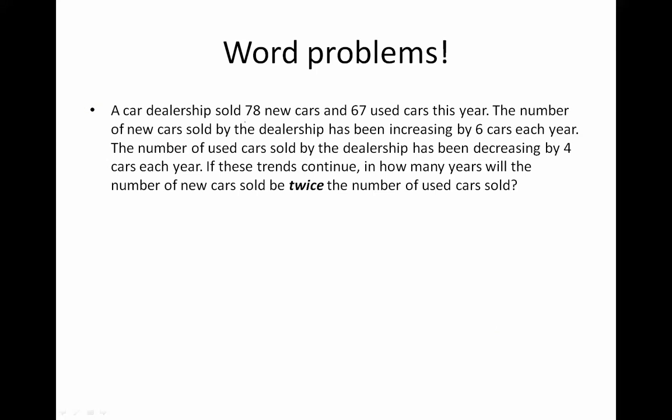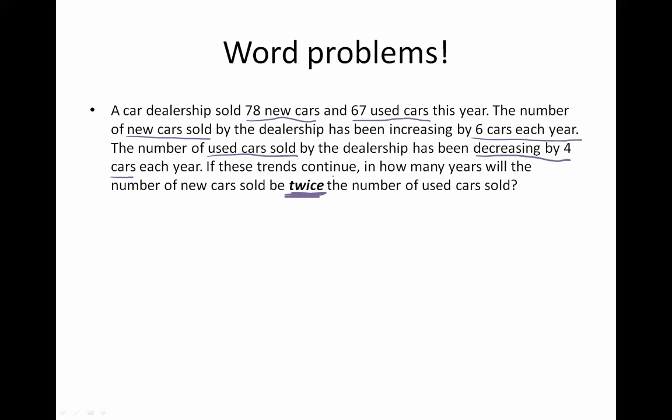A car dealership sold 78 new cars and 67 used cars this year. The number of new cars sold by the dealership has been increasing by 6 cars each year. So that's the new cars sold have been increasing by 6 cars each year. The number of used cars sold by the dealership has been decreasing by 4 cars each year. If these trends continue, in how many years will the number of new cars sold be twice the number of used cars sold? Ooh, okay.